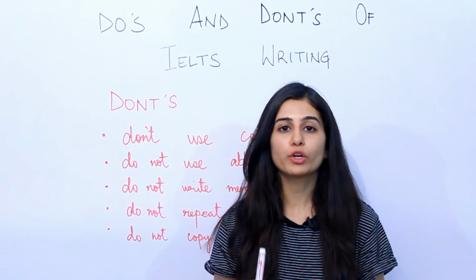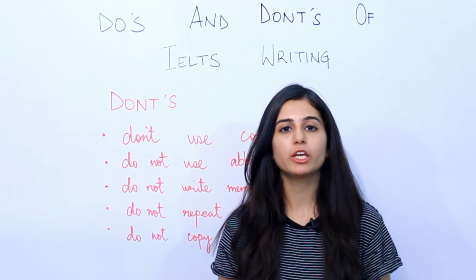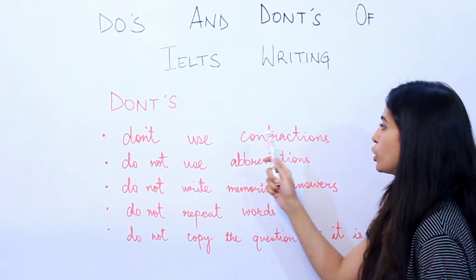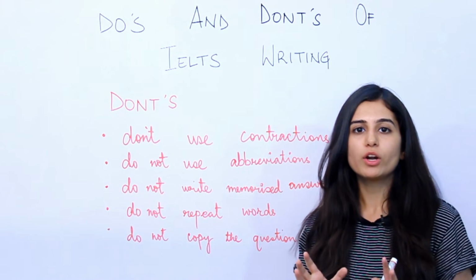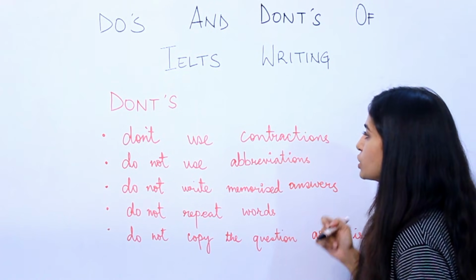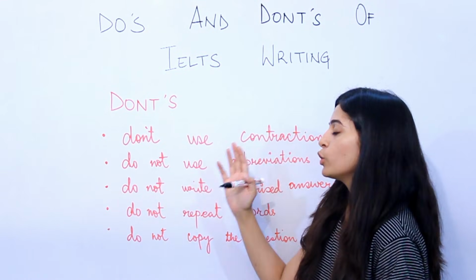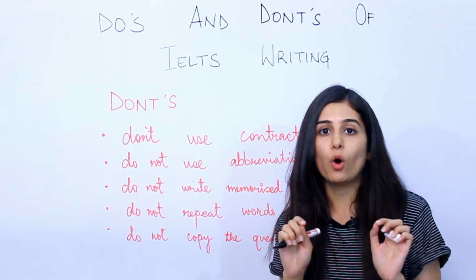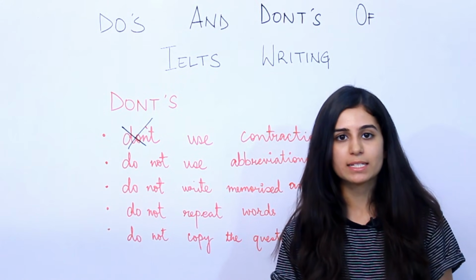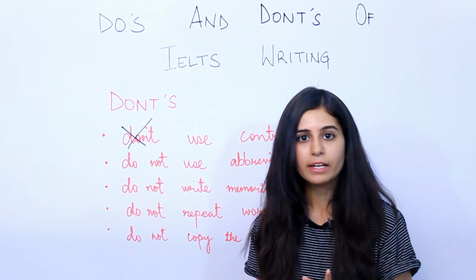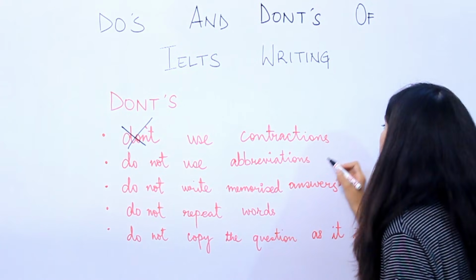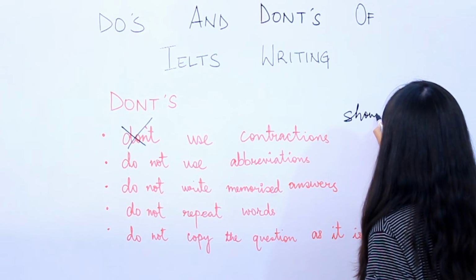Let's understand what you do not have to do while you're attempting your writing section in the IELTS test. First of all, do not use contractions. What are contractions? When you shrink a word, it's called a contraction. So contractions are basically when you use don't instead of do not. So this has to be avoided when you're attempting your essay or writing a letter, right? Similarly, another example is instead of writing shouldn't, you should write should not.